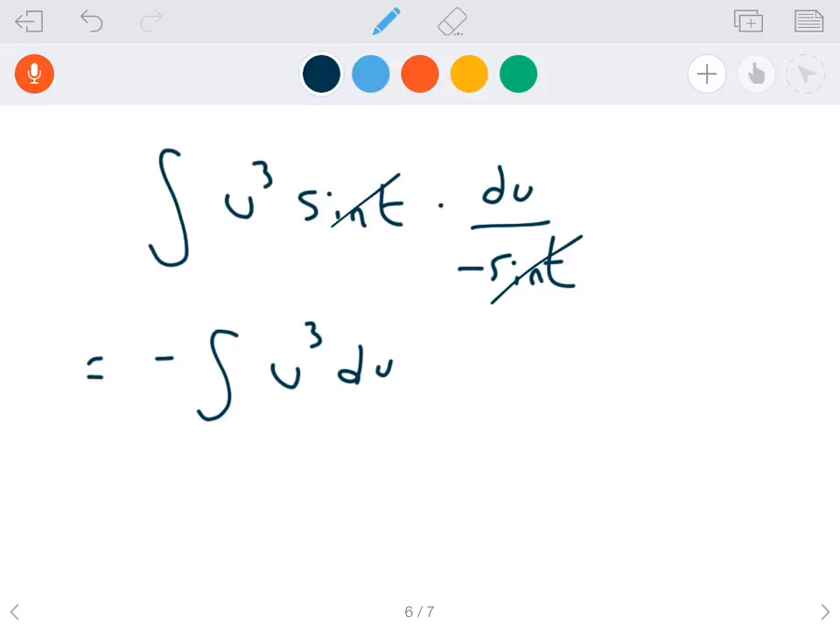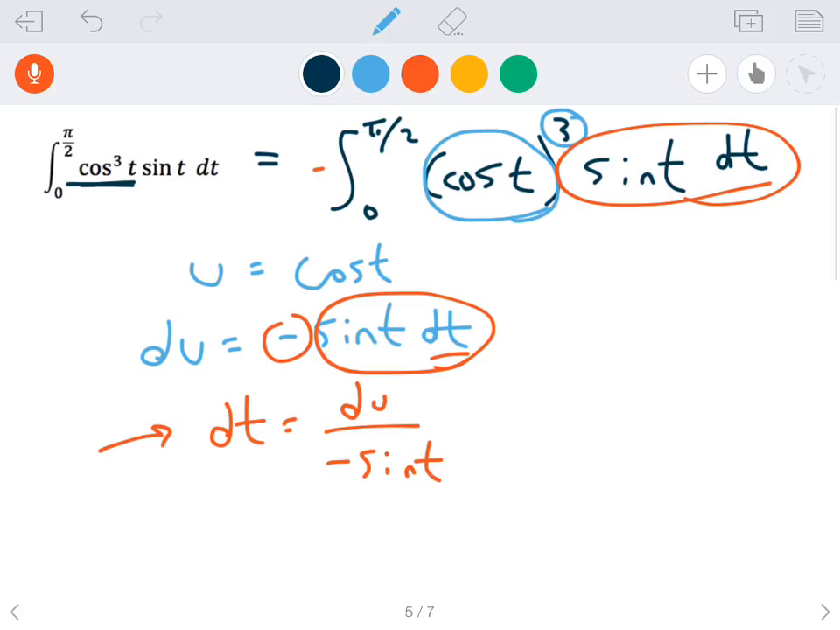Now what have I not done? I haven't dealt with my limits. You have two options. You can integrate, put things back in terms of t, and then use your limits from 0 to pi over 2. That's more work than you have to do. Here's what's really nice. I can change my limits of integration by plugging them into my definition of u.